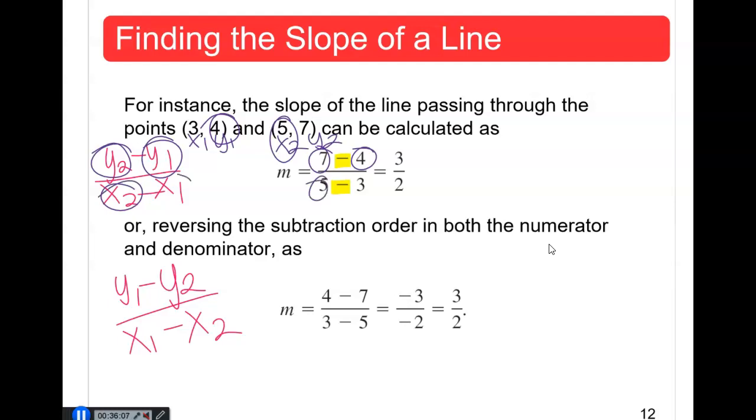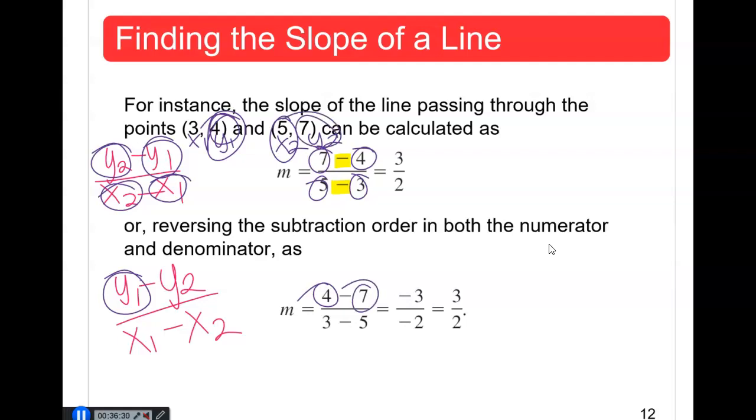And then minus x sub 1, which is 3. So 7 minus 4 is 3, 5 minus 3 is 2. The other example here is we start with y sub 1. So that would be the 4 from here, 4. And then we continue with minus y sub 2, which is 7.